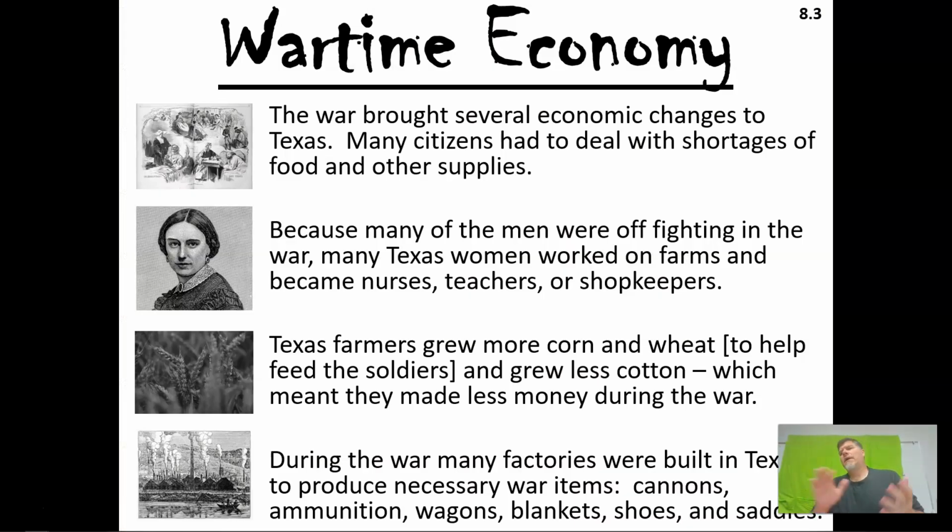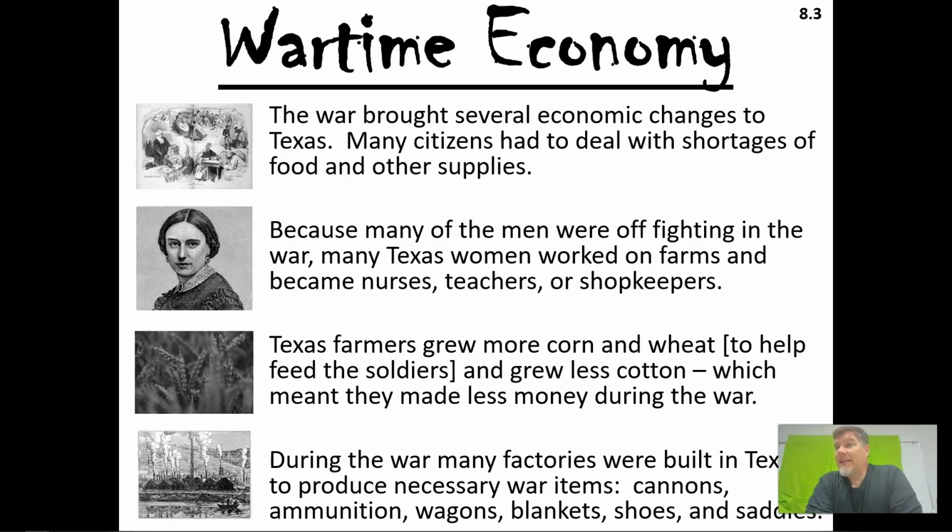Now, a little bit about the wartime economy. The war brought several economic changes to Texas. Many citizens had to deal with shortages of food and other supplies. Many of the men were off fighting in the war. Many Texas women worked on farms and became nurses, teachers, or shopkeepers. Texas farmers grew more corn and wheat to help feed the soldiers and grew less cotton, which meant they made less money during the war.